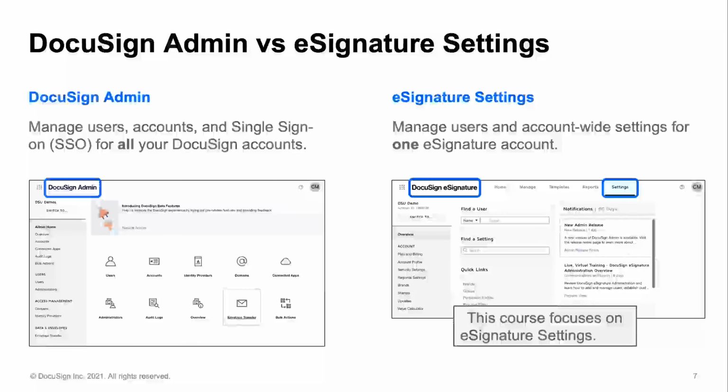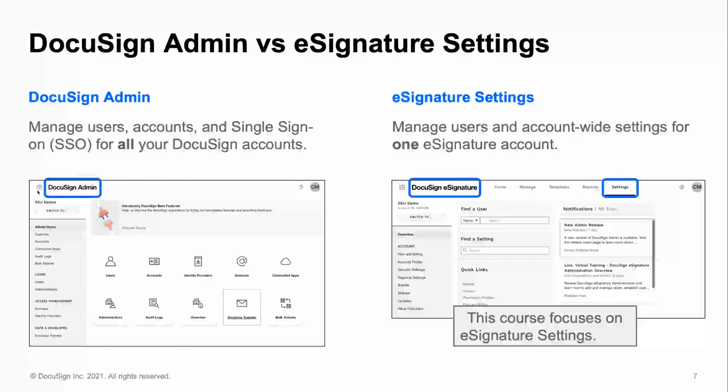I also want to talk a little bit about the difference between DocuSign Admin and eSignature Admin. Now, your account may have DocuSign Admin enabled. If it does, you'll be able to switch to DocuSign Admin by clicking on this little calculator dot looking icon in the upper left-hand corner.